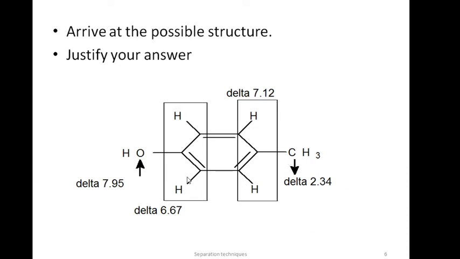You have to justify, and you have to provide the structure. Look at this: the OH delta value is 7.95. This is exchangeable because it is a phenol, an acidic proton. It will get exchanged, so it will move high field. Here we have CH3, so it will be nearer to TMS. Alkyl protons, so the delta value is 2.34.